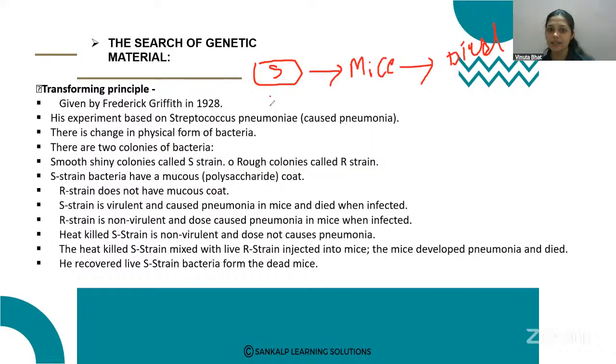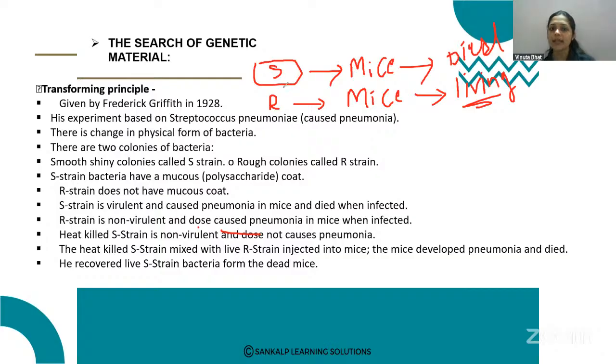And R strain bacteria infected to the mice, this is the non-virulent strain bacteria. It does not cause pneumonia in mice when infected. It does not cause the infection to the mice, and so the mice are living. They do not develop any disease and they do not die.